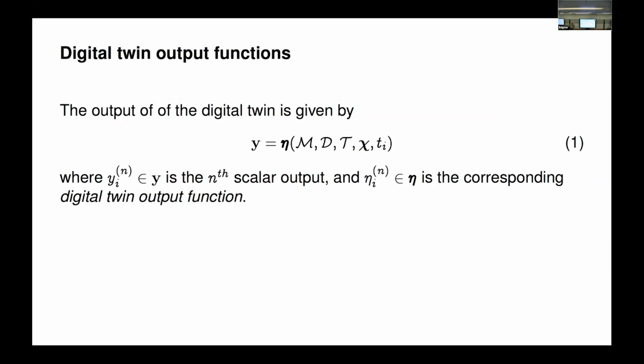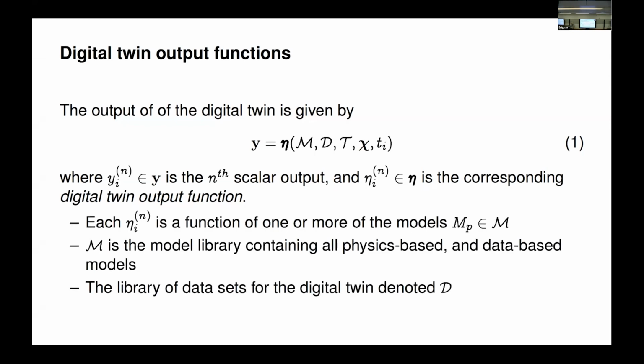And basically what I've put in the brackets here is M is a library of models, and then D is the database with all the data segments in it. T includes the time-based information that we just mentioned. This chi is a set of all the hyperparameters, all the optimization parameters, weightings, and so on. And then Ti just says that it's evaluated at some point in the time interval.